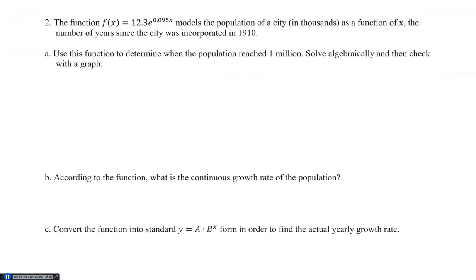Next, number 2. The function f of x is equal to 12.3 e raised to 0.095x models the population of a city in thousands as a function of x, the number of years since the city was incorporated in 1910. Use this function to determine when the population reached 1 million.